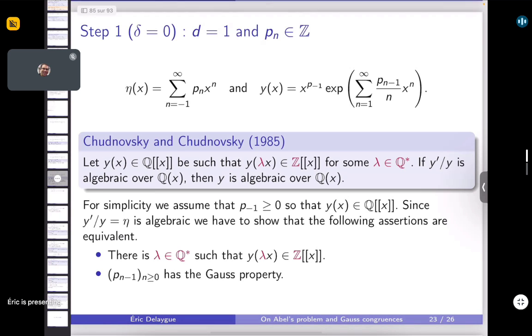Okay, so maybe just, okay, we see that after the theorem of Chinosky, we jump to something which is really arithmetic. And we want to prove with congruences something about the denominator of the coefficient of y.